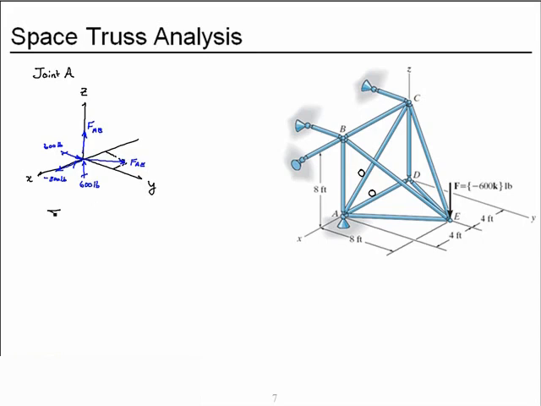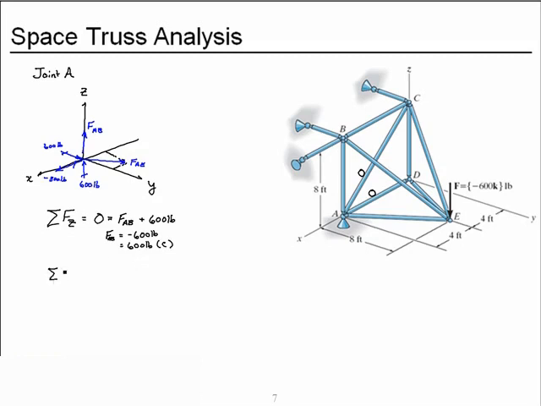Let's start by summing forces in the z direction. We'll take positive z as positive for the summation. We have the force in member AB. We have the 600-pound reaction in the positive z. Those are the only 2 contributors. So the force in member AB is minus 600 pounds, which means it's 600 pounds compression, because we drew it pulling on the joint, which implies that it was tension.